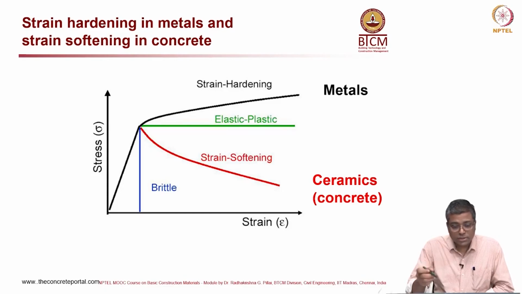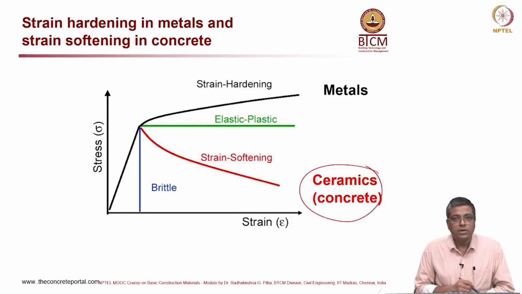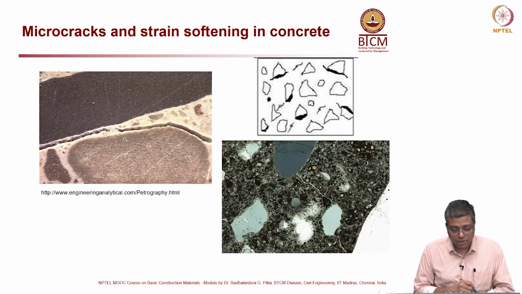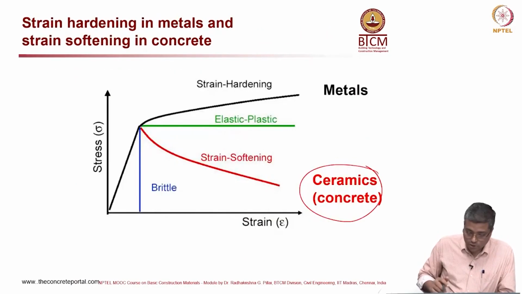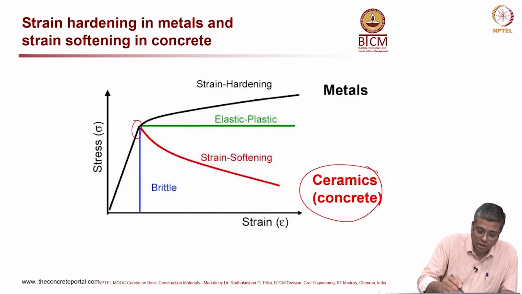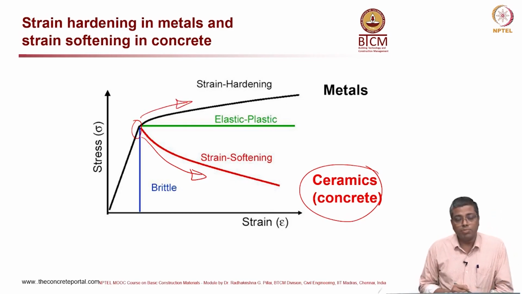Now, in metals, strain hardening happens, and in ceramics, the red graph here, strain softening happens, and we will see why. In ceramics, strain softening happens, which means from this point here the graph is going downward, whereas in metals strain hardening happens, where from this point the graph goes upward.